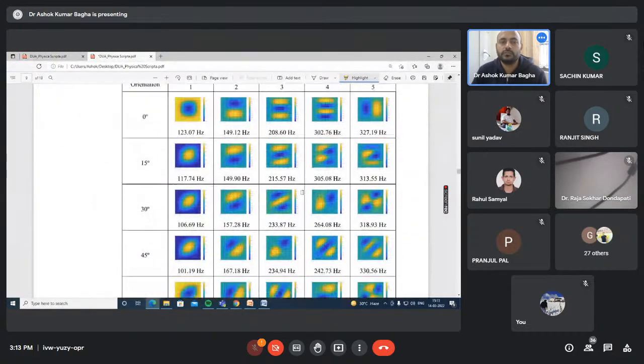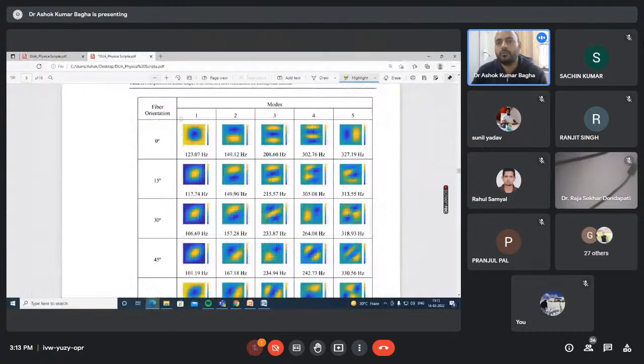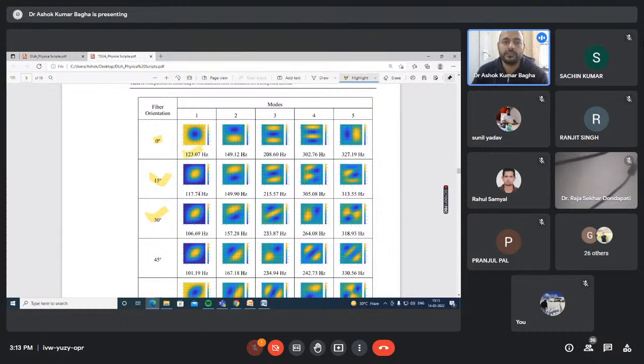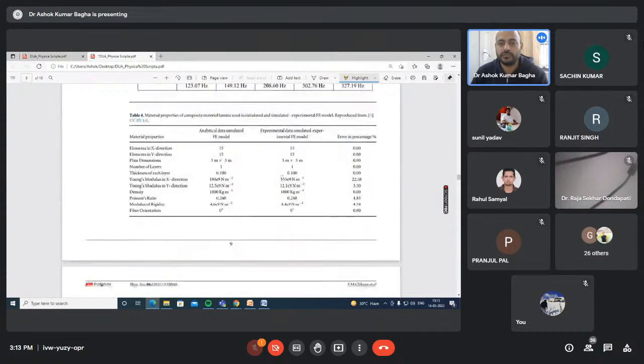So by using MATLAB, you can find out the mode shapes as well as the natural frequency. This work was also done by my MTech student, and the work is already published. Again, you will see that when the fibers are oriented in different orientations like 0 degree, 15 degree, 30 degree, there is a change in the natural frequency as well as the corresponding mode shapes.